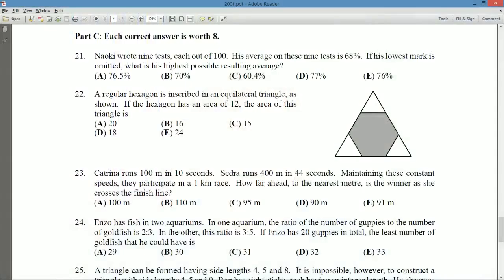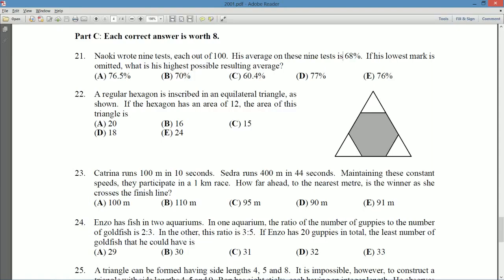Question 21 says, Naoki wrote 9 tests, each out of 100. His average on these 9 tests is 68%. If his lowest mark is omitted, what is his highest possible resulting average?